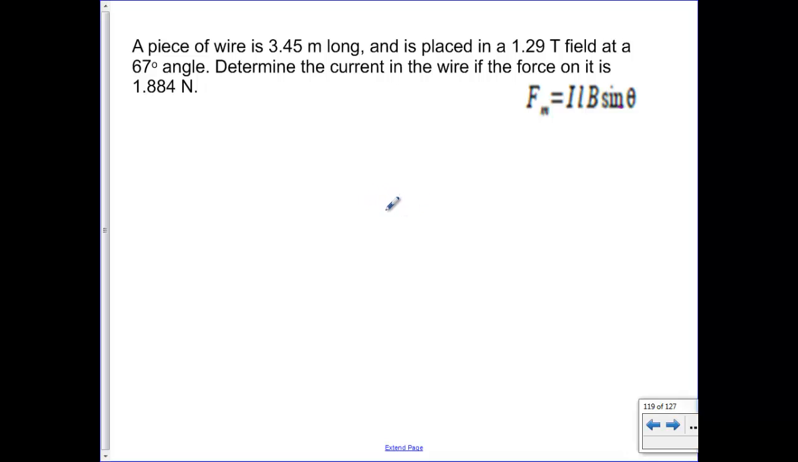All right. Okay, so same thing here. The only difference is throw in the sine of 67. That's it. So 1.884 equals a current we don't know times a 345 times a 129, but then times it by the sine of 67. I doubt they're going to give this to you. I don't think they're going to give you an angle there, but like I said, I just want to make sure I'm thorough. So in case they do, it's the same formula, but with just a sine of whatever angle it is.